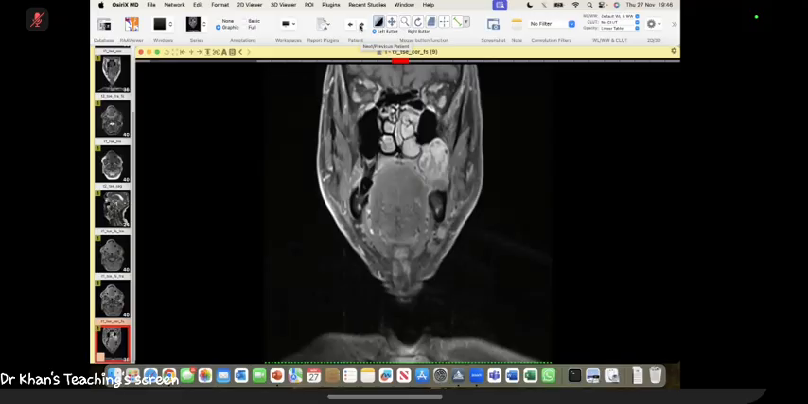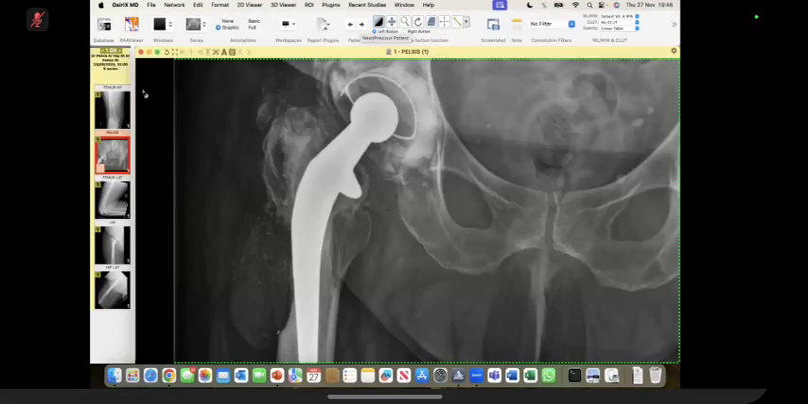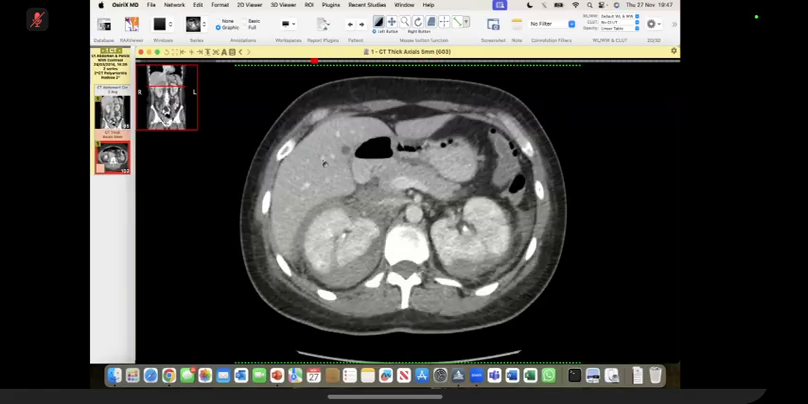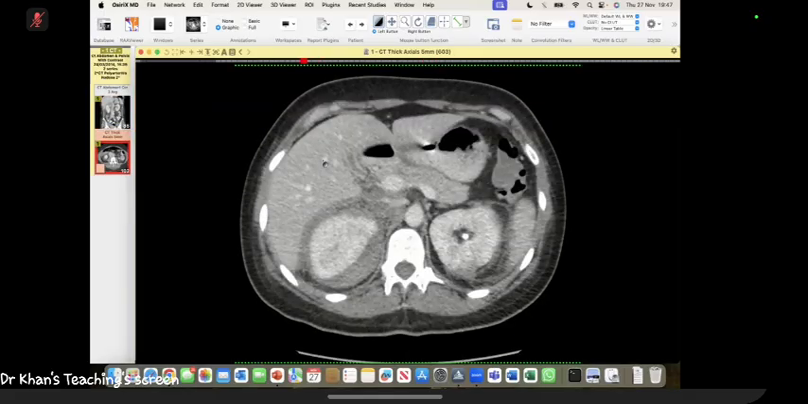I am going to show you a CT scan. This is a 54-year-old female, acutely unwell, with frank hematuria. Over to you. Okay, sir.